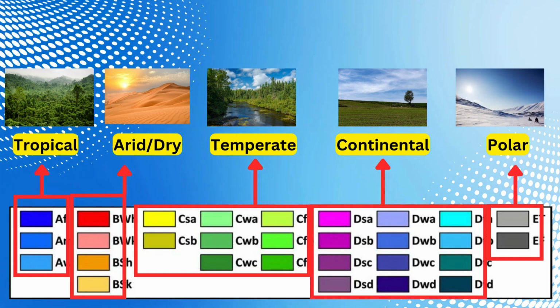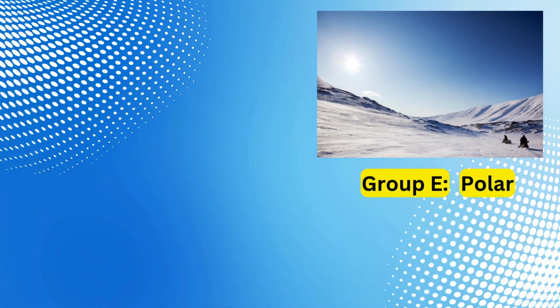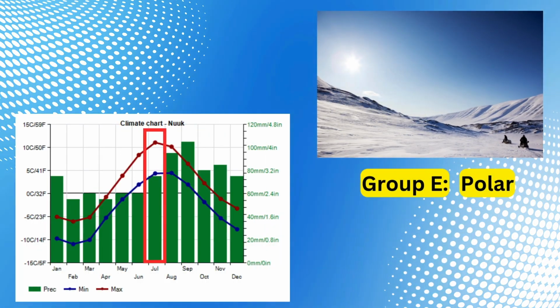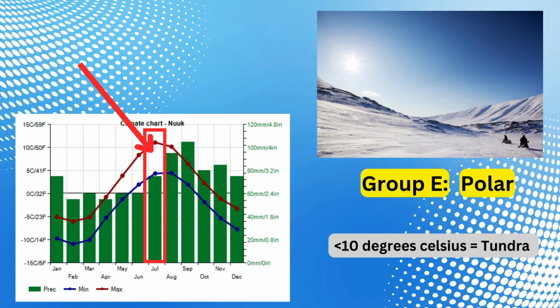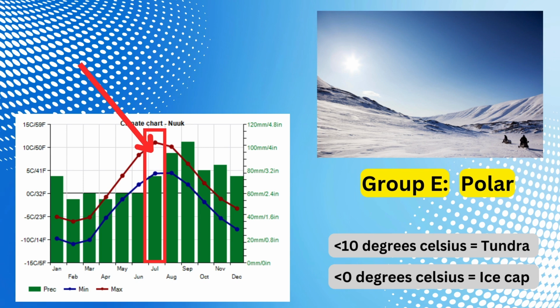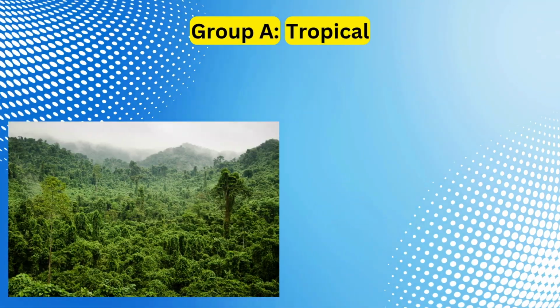Starting with group E, the polar climates, because they are definitely the easiest to explain. To have a polar climate, an area has to have an average temperature of below 10 degrees Celsius or 50 degrees Fahrenheit in the warmest month of the year. If the warmest month has a temperature of in between 0 and 10 degrees Celsius or 32 and 50 degrees Fahrenheit, then we call it a tundra climate, and if all months are colder than 0 degrees Celsius, it's an ice cap climate. Moving on to group A.